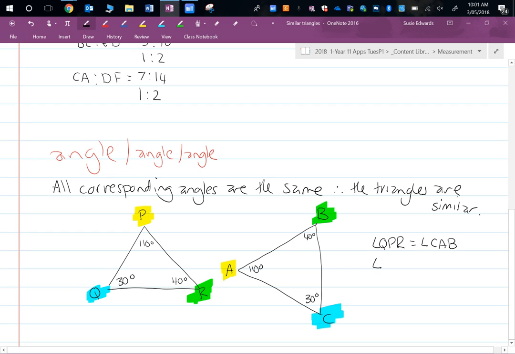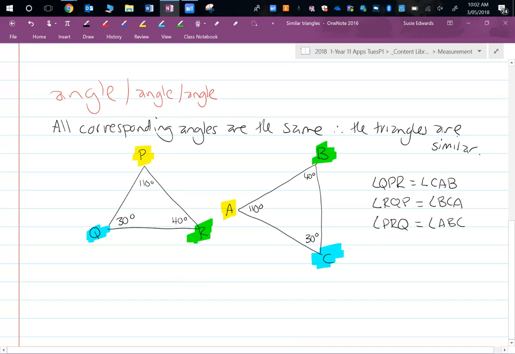Angle, we'll keep going with the same style. So let's go with angle RQP is equal to green, blue, yellow, so BCA. And then angle PRQ is equal to angle yellow, green, blue, so ABC. So each of the angles are the same.